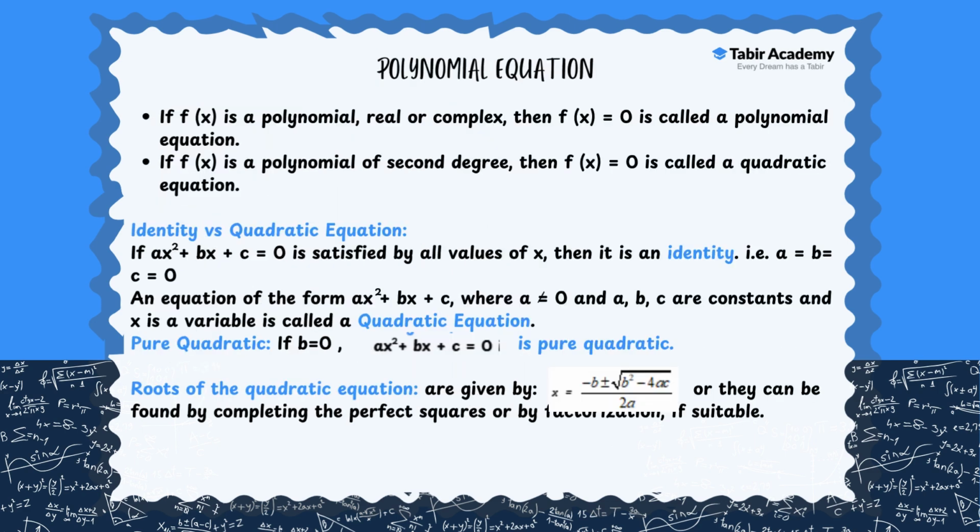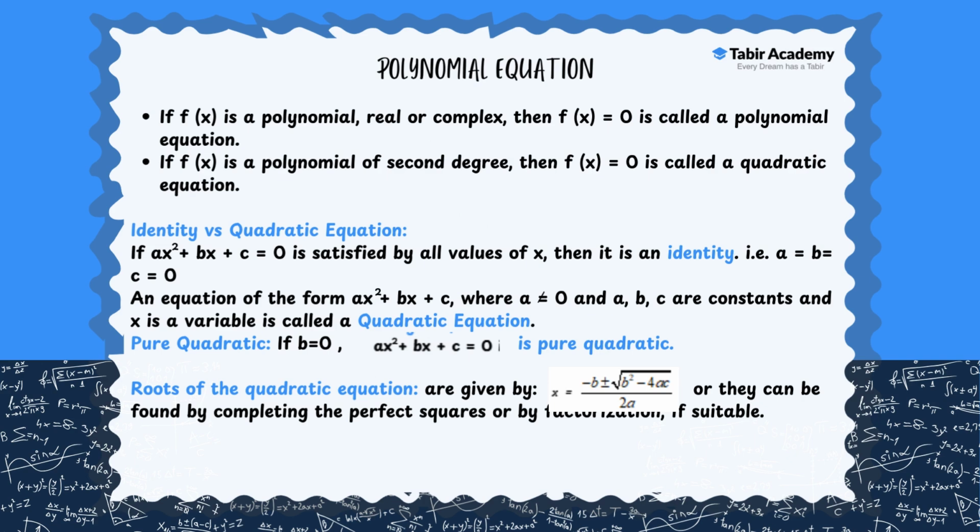Then we look at polynomial equations. So when we set a polynomial equal to 0, we get a polynomial equation. So if the polynomial has degree 2, then it's a quadratic equation. And the general form of the quadratic equation is ax square plus bx plus c is equals to 0, where a, b and c are constants and a is non-zero.